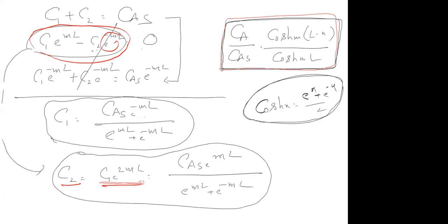Somebody is asking, what is the C2 derivation? You can derive it on your own. That is nothing. Or you put C1 in the first equation. You put C1 here, you will get C2, no? That minus will come on the other side, no?